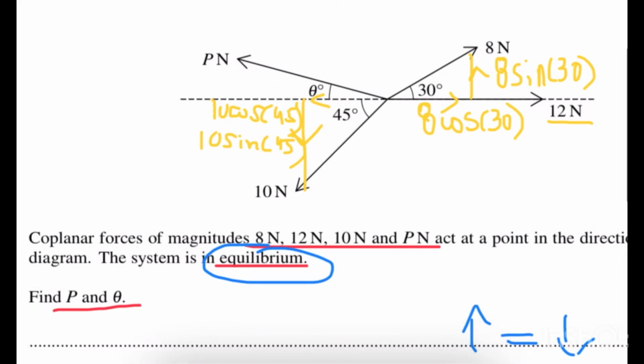We have this P newton force, so I will do it with a different color so we can differentiate it from the 10 newton force components. So it will have an upward component as well as a leftward component. The upward component will be P sin theta, and the leftward will be P cos theta.